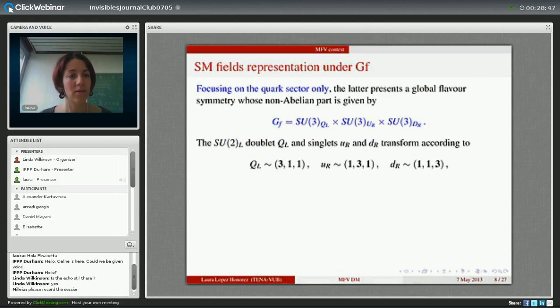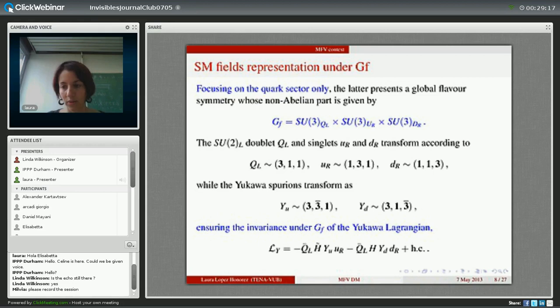So let's go a bit more in detail into this paper. They focused on the quark sector, which presents a certain global flavor symmetry. The quarks, so the doublet SU(2) Q left and the singlets U right and D right, transform under this flavor symmetry group as triplets, each one under one of the SU(3)s. The Yukawa matrices also have to transform under this symmetry group, in the way you see there: for Yukawa up, 3, 3-bar, 1, and for Yukawa down, 3, 1, 3-bar. You need this to ensure the invariance of the Yukawa Lagrangian under the flavor symmetry group.